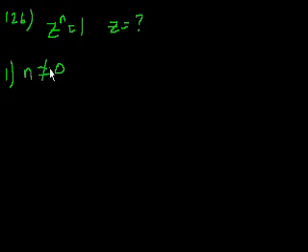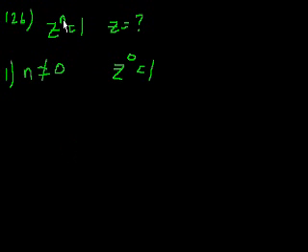N does not equal 0. So let's think about this. For something to some power to be equal to 1, what do we know about it? Well, anything to the 0th power is equal to 1, right? But they just told us that it's non-zero, so we can't use this condition. So that actually does restrict z a good bit.